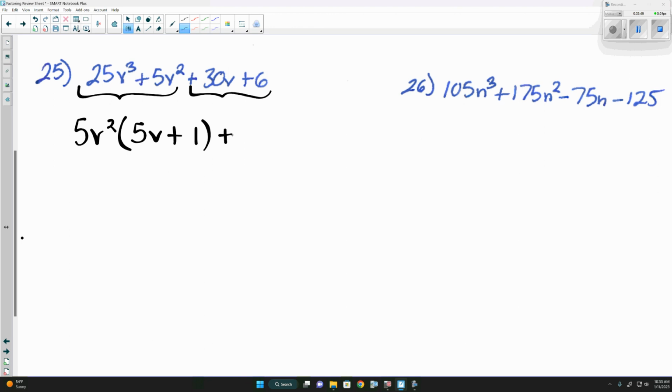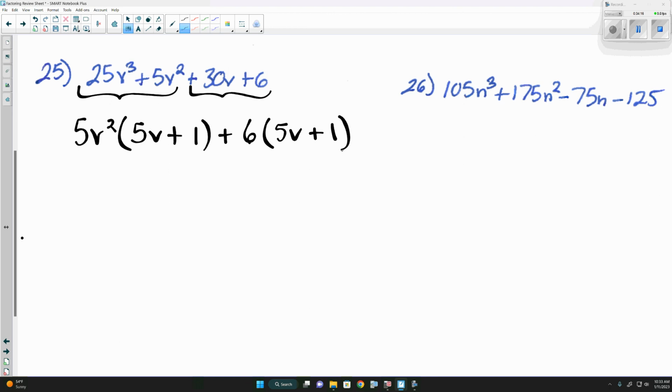There's no way to get 0 when factoring out, unless the original term was already 0. Now, we need to see what's in common with 30v plus 6. 6. 30v divided by 6 is going to be 5v, plus 1.